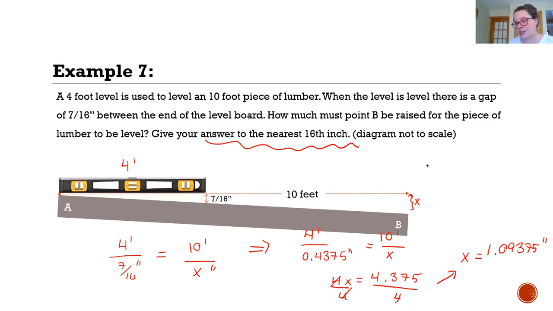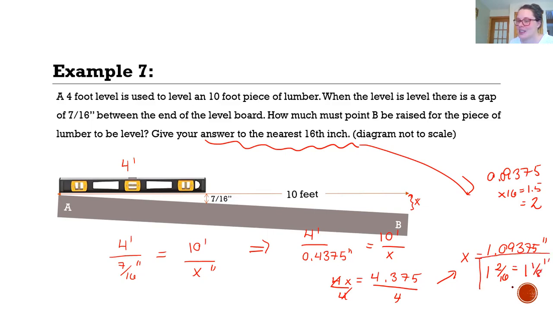Well, to get to the nearest 16th, 0.09375, there's another 0 in there, times 16 equals 1.5, which rounds up to 2. So we'll have 1 and 2/16, or 1 1/8 inches that I need to raise this end.